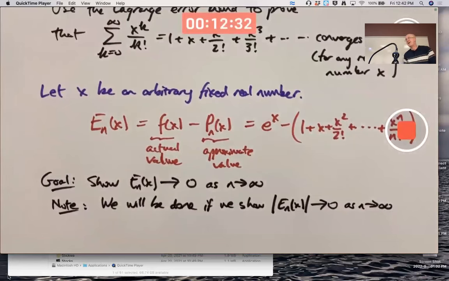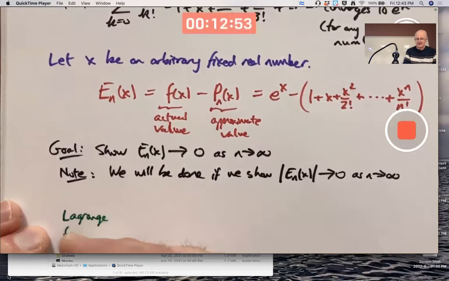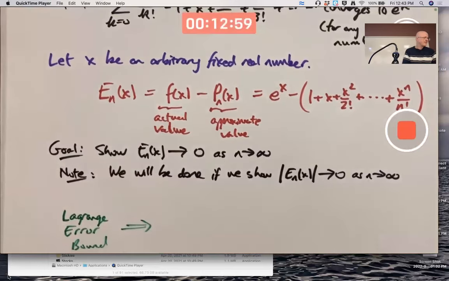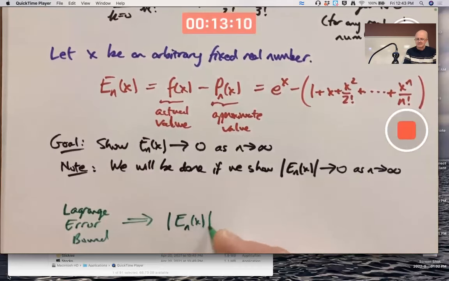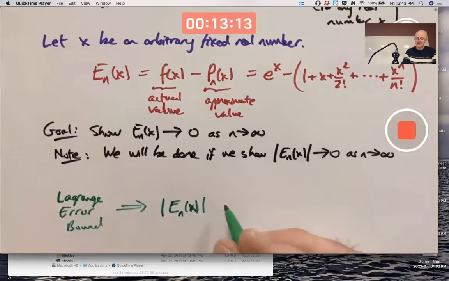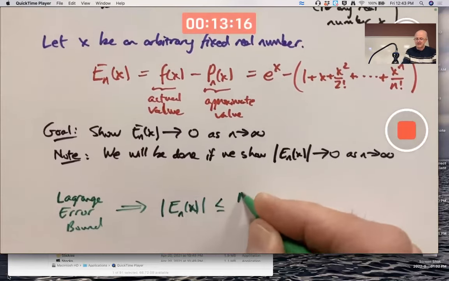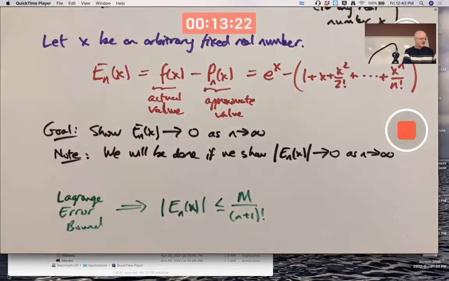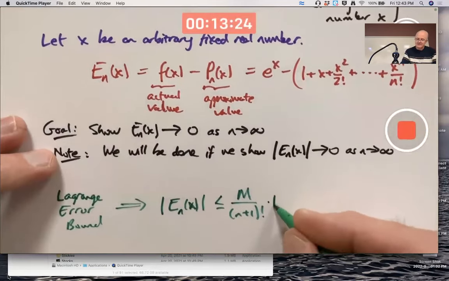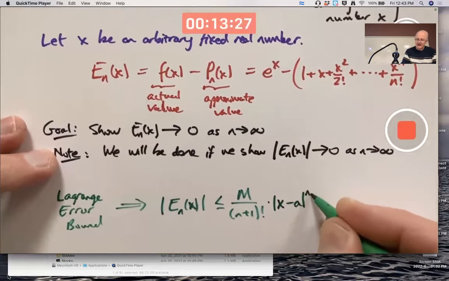So let's now write down what the Lagrange error bound says. The Lagrange error bound gives you an inequality that is bounding the absolute value of E sub n of x. And remember, it looked like this. It's less than or equal to capital M over n plus 1 factorial times the absolute value of x minus a to the n plus 1 power.